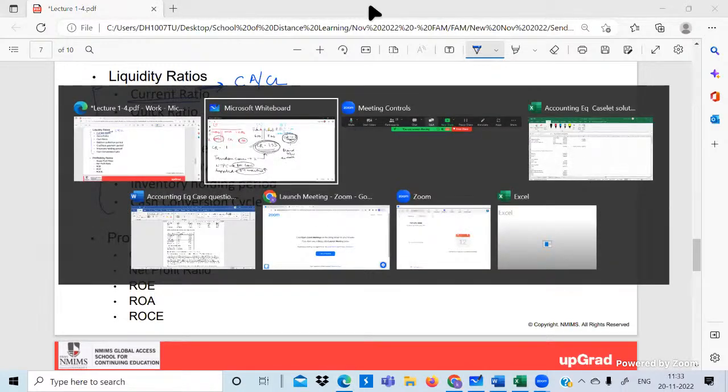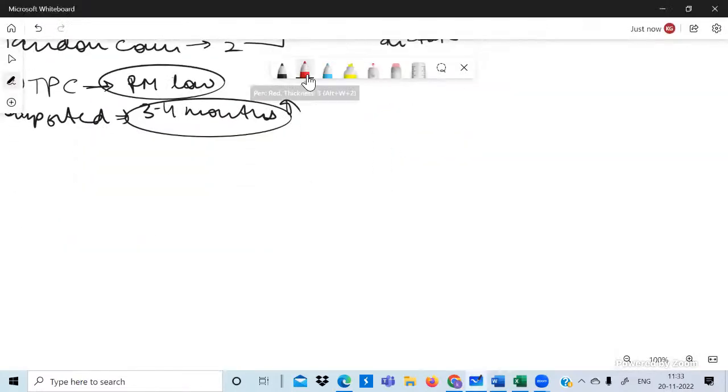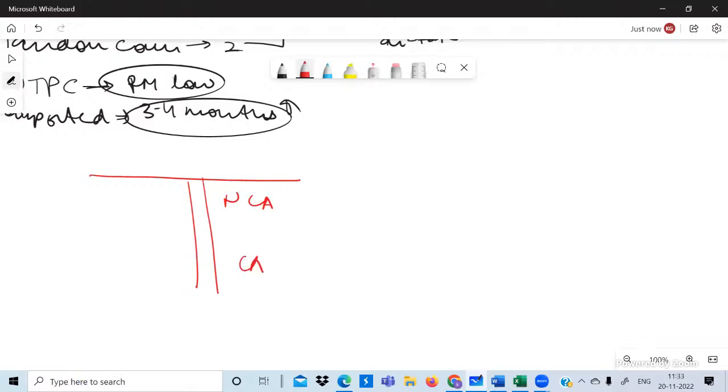Now, for example, let's say I make a hypothetical balance sheet of LML Vespa. So let's say this could be the balance sheet of LML Vespa. They have non-current assets, current assets, current liabilities, and the long-term sources of financing. So let's say this is 1200, this is 800.